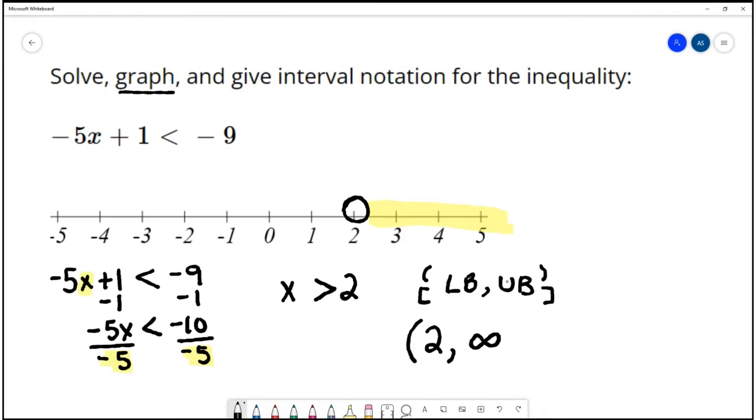Since infinity is not a number, we're going to use parentheses on that infinity. So since it's not a number, it can't be included in the set, and we use that parenthesis there. So this is our interval notation. And drawing the graph helps us understand that interval notation. We have the lower bound of 2. The parentheses means that 2 is not included. The open circle means 2 is not included. And then we write comma infinity, and that shows us all the numbers greater than 2 are included in the set.